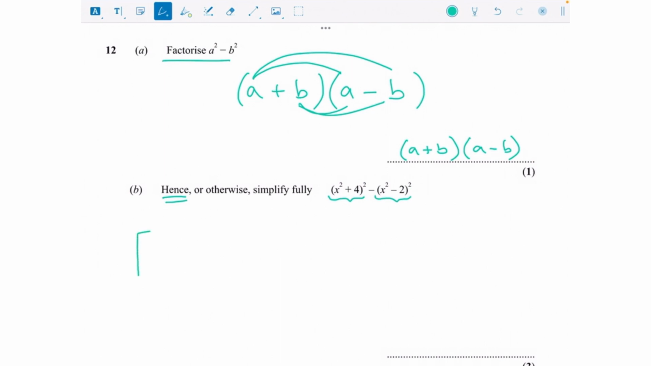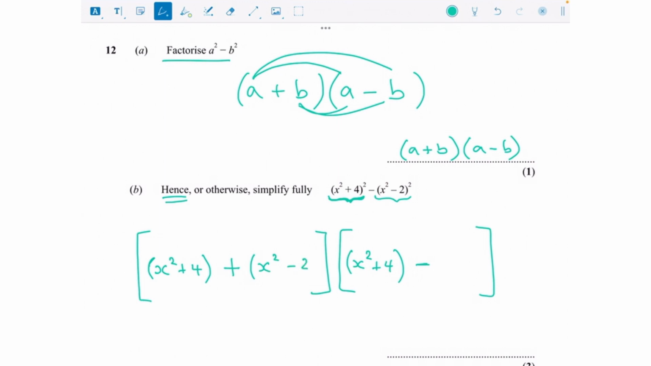I'm going to use big brackets here. So I'm going to do two brackets, and they're going to be the same, and one's going to be a plus and one's going to be a minus. Now, what is being squared in this first term? This first term, we're squaring x squared add 4. So I put x squared add 4 at the start of this bracket with a plus, and x squared add 4 here with a minus, and then the second part of each bracket is going to be the x squared minus 2 and x squared minus 2.